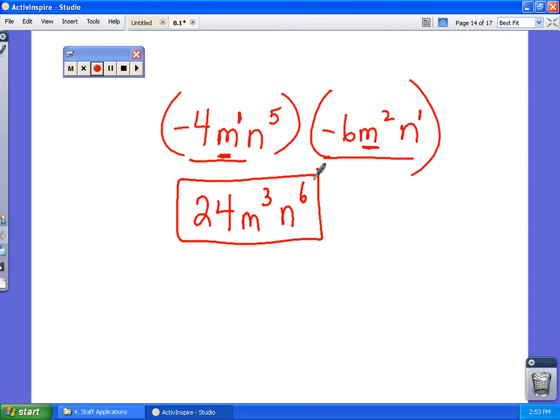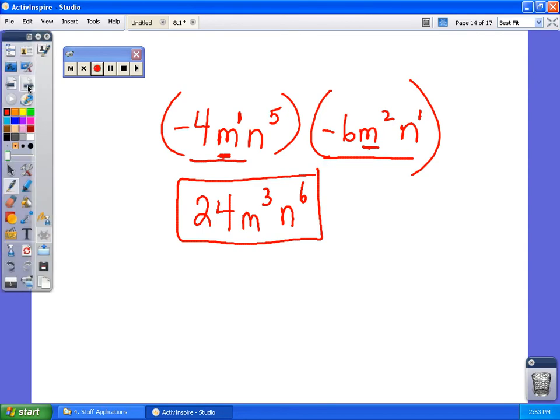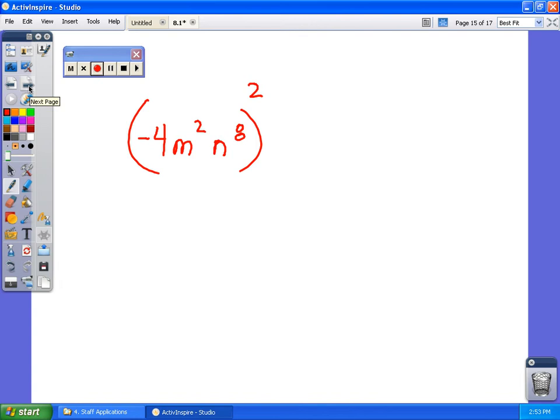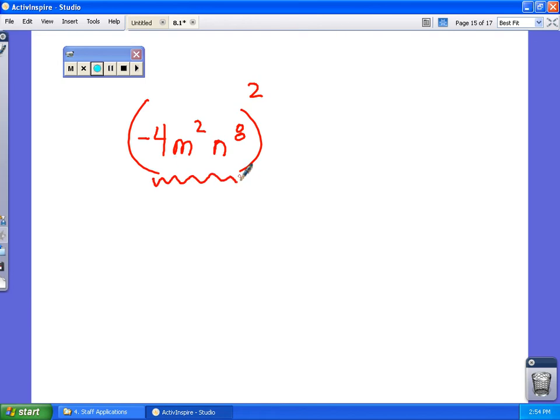Next one. This problem, it's not a monomial times another monomial, it's a whole monomial to a power of 2, or squared. So when we do that, we remember that the squared gets distributed amongst everything inside. So the negative 4 gets squared. Negative 4 squared, remember, is negative 4 times negative 4, which is positive 16.